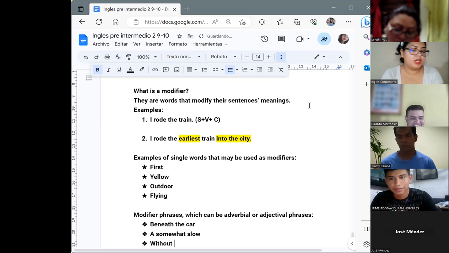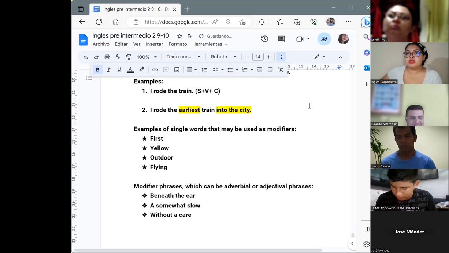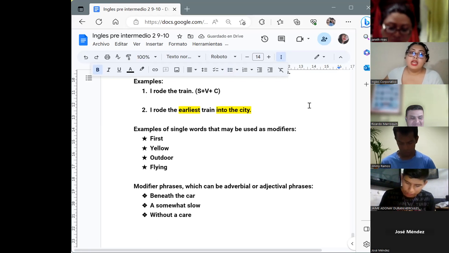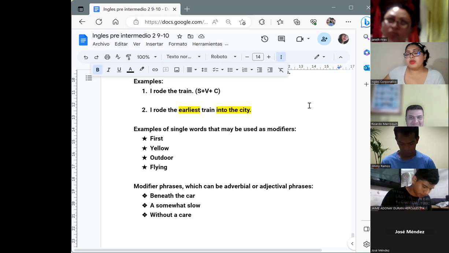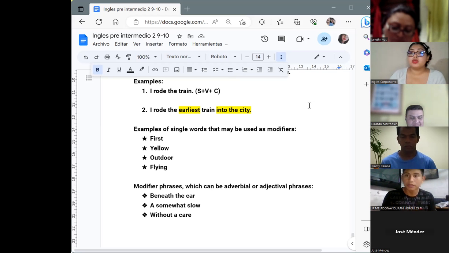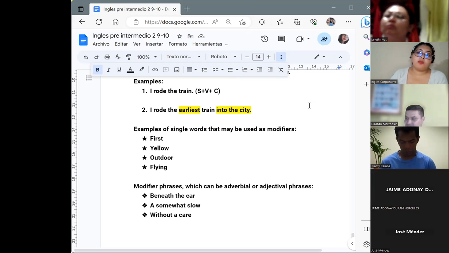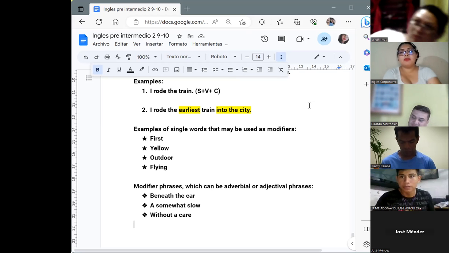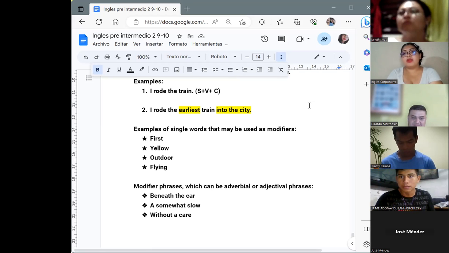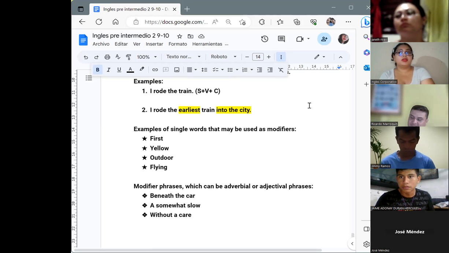And without a care. Okay, aquí tenemos algunos ejemplos de las modifier phrases. En este caso pueden ser fragmentos de oraciones que tienen que ver con adverbios o con adjetivos. Hasta este punto no son tan complicados. Ya tenemos single modifiers and modifier phrases.